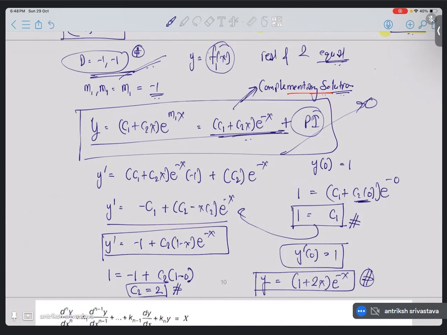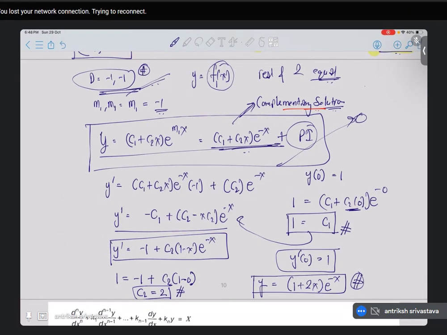Oh, you see, that's a bad habit of mine to always write the independent variable as x. So instead of t, I wrote the expression as x. Nothing, no need to worry.